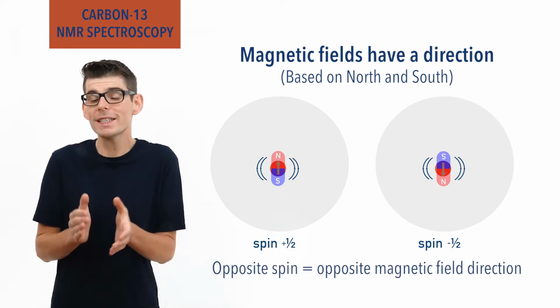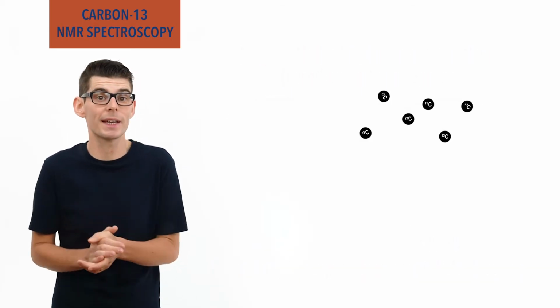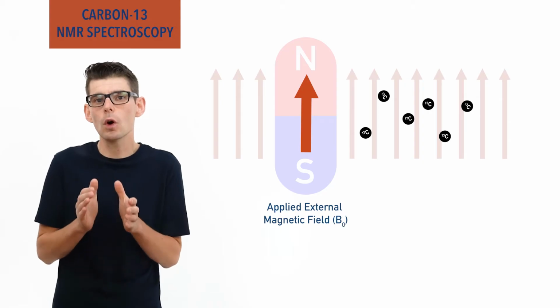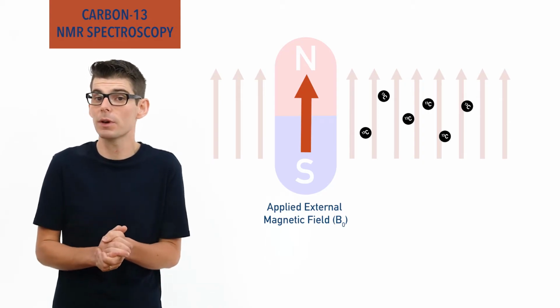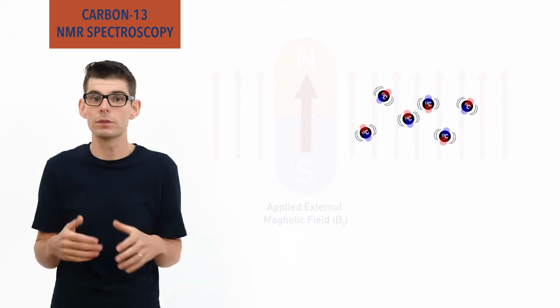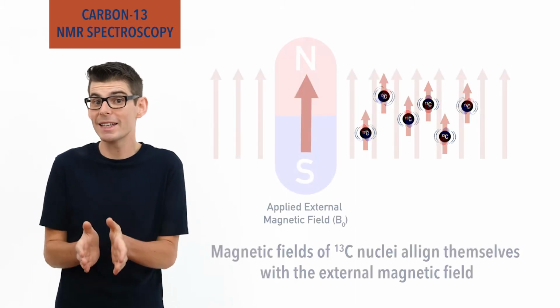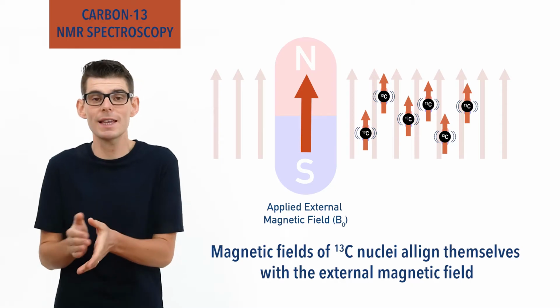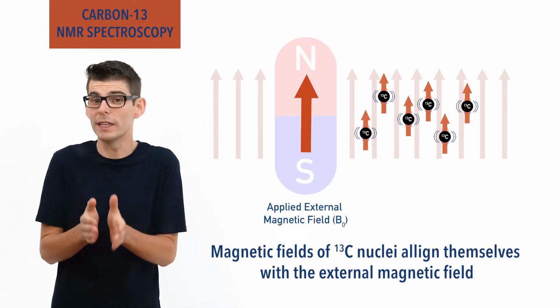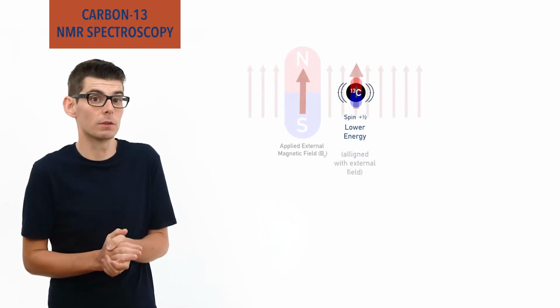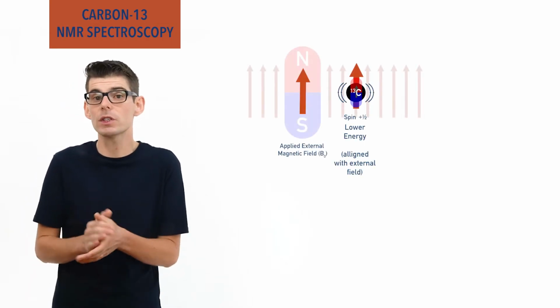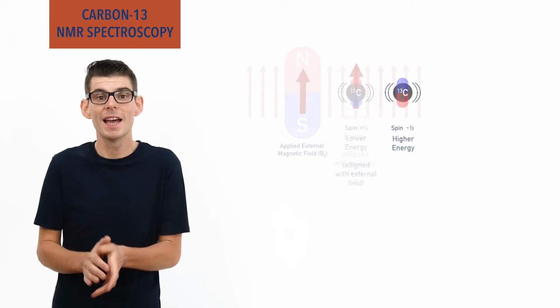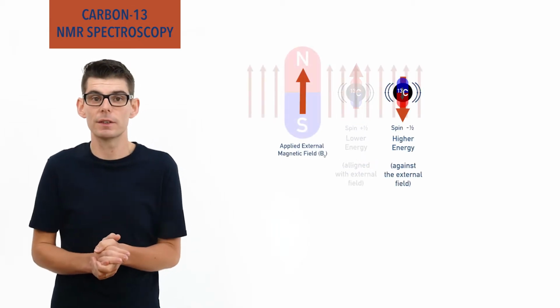If a sample containing carbon-13 atoms is placed in a large external magnetic field, the spin of all the carbon-13 nuclei present will align themselves with this magnetic field and, as a result, become slightly lower in energy and more stable. Essentially, one spin direction becomes lower energy, aligned to the external magnetic field, and the other direction becomes higher energy, against the external magnetic field.